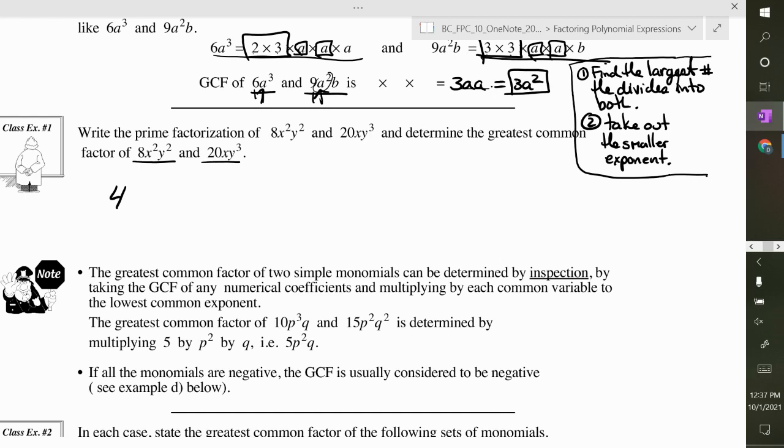For the variables, do them separately. So we have an x squared and we have an x. Which has the smaller exponent? X. What's the exponent on the x? 1. So an x comes out. And then the y squared and the y cubed, which is the smaller exponent? Y squared. So you take out the y squared. That is the greatest common factor for 8x squared y squared and 20xy cubed. Okay, that's how you find it.